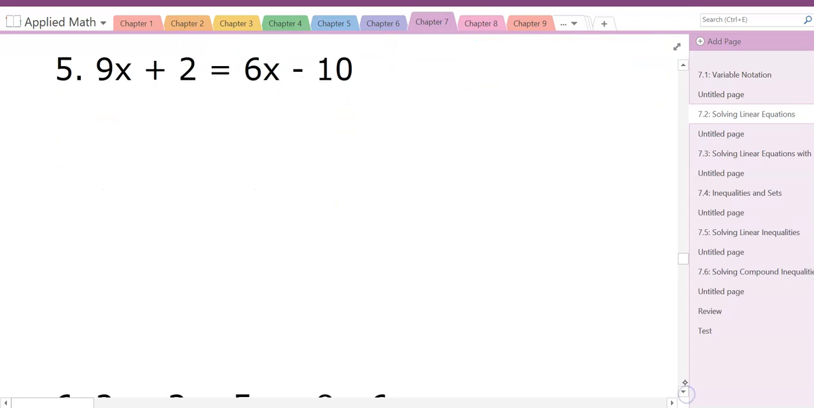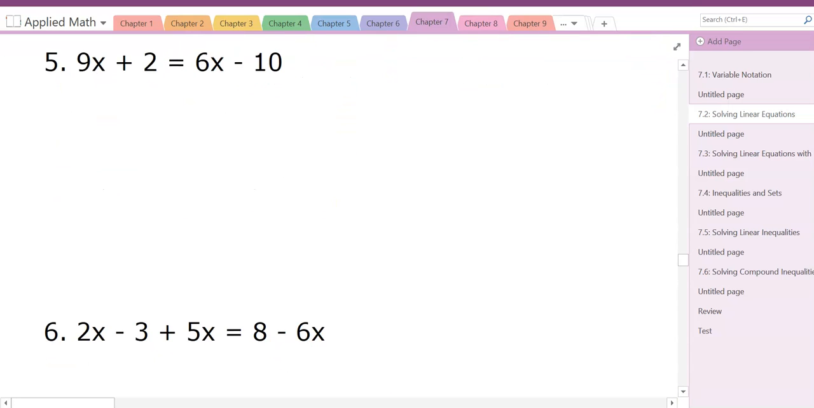Okay, so why don't you guys take a look and do 5 and do 6. I'll give you a couple minutes to work on those two. Solve both of them.